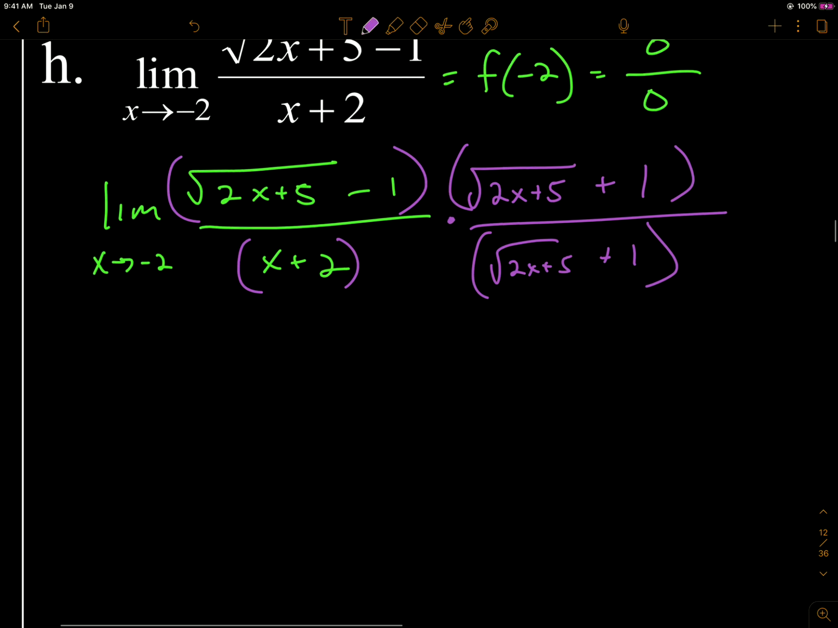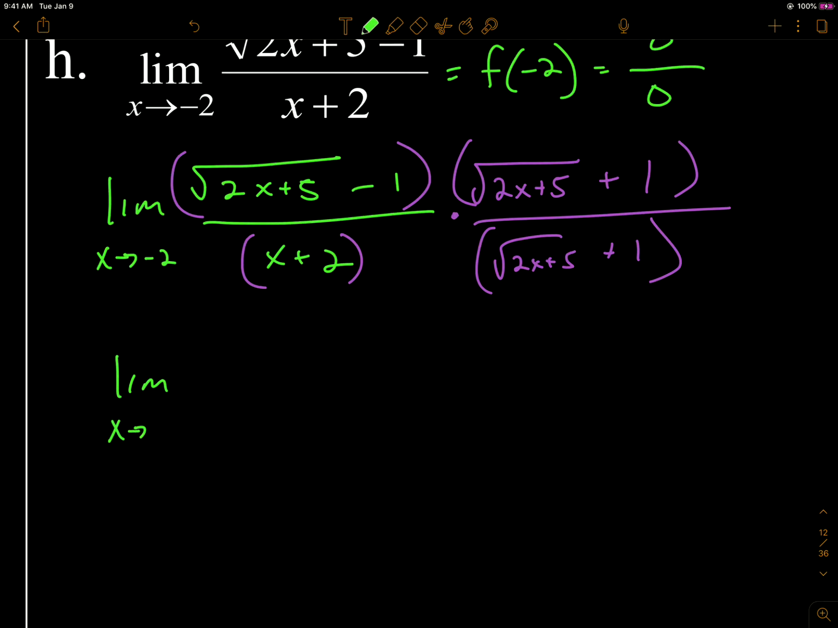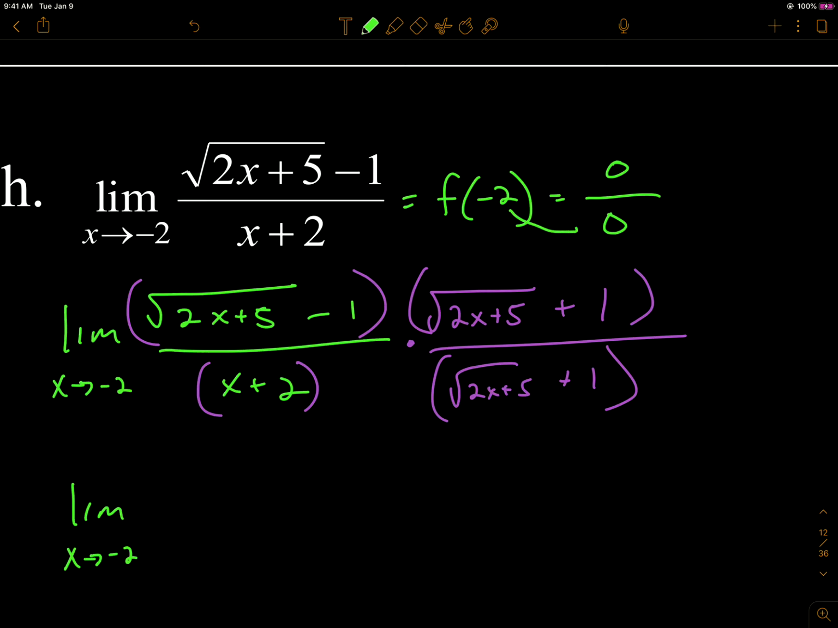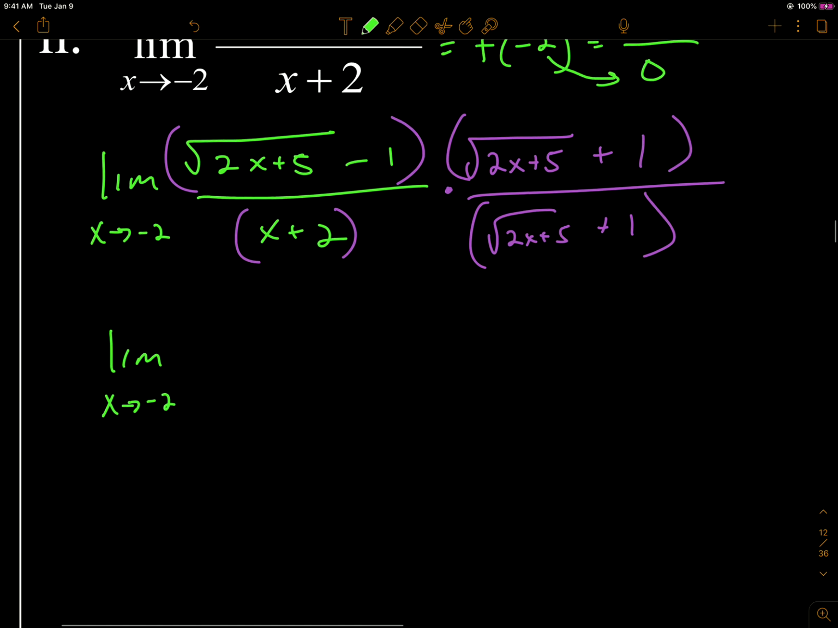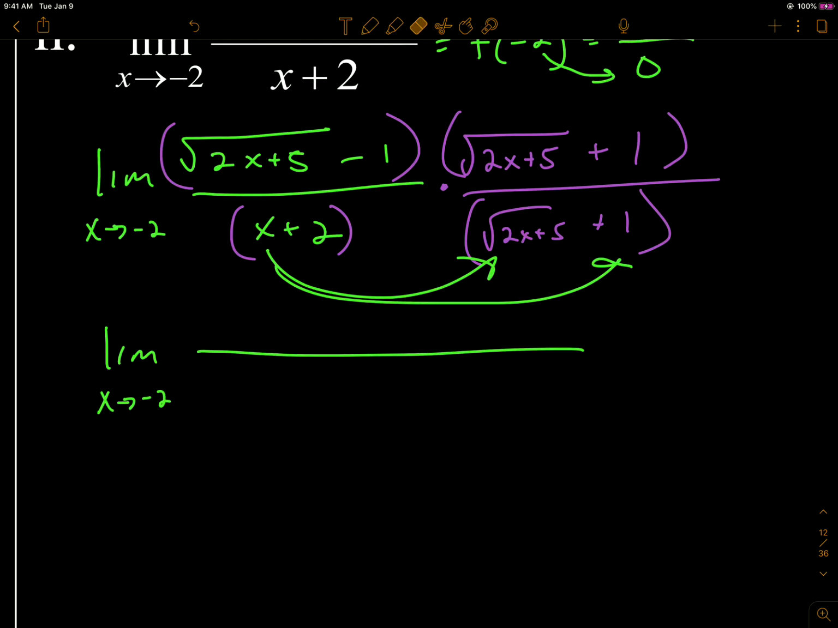Okay, so let's multiply. Remember, our goal is to factor out, to cancel off the x plus 2. Since I know that f of -2 gives me 0 on top and bottom, that means I want to tease out an x plus 2 out of the top and an x plus 2 out of the bottom. So you multiply these denominators first. I know it's a binomial times a binomial, but don't start doing the distributive property like that. You don't want to do that.